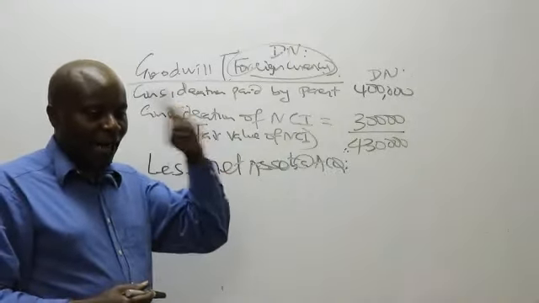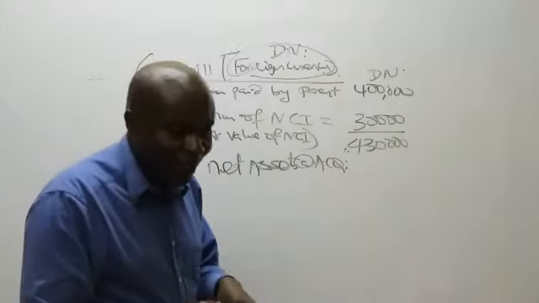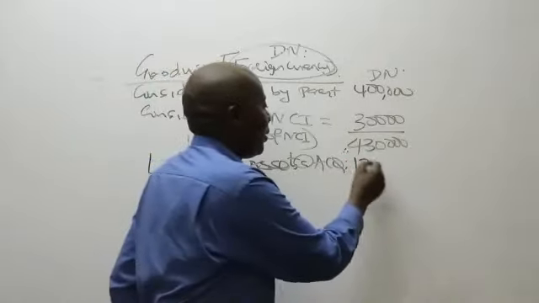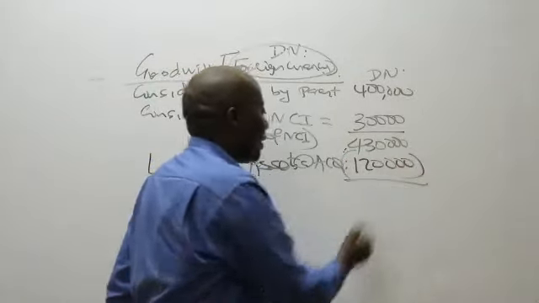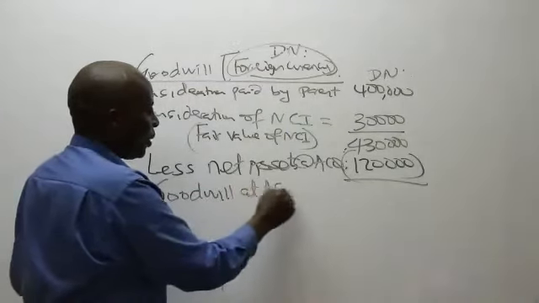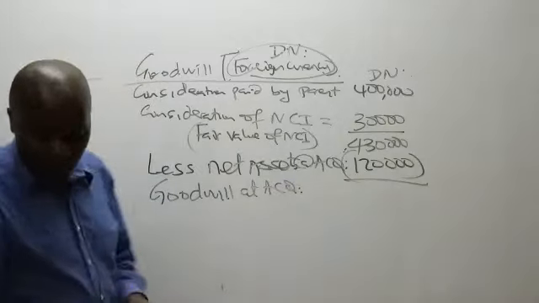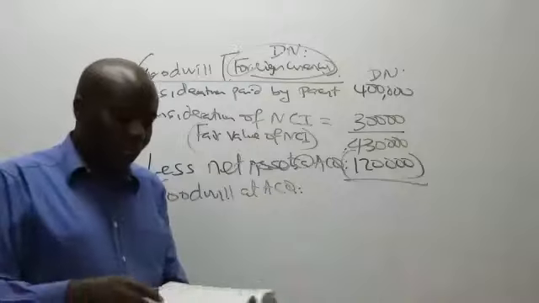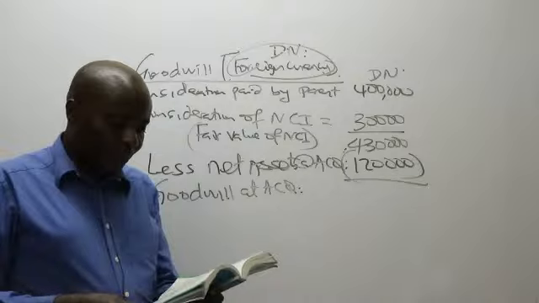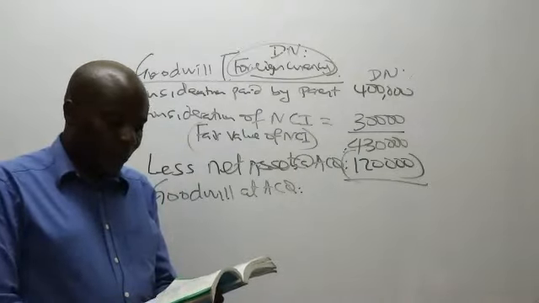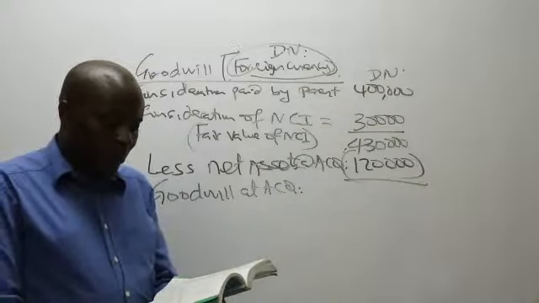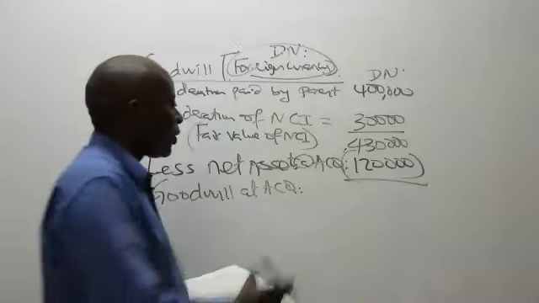Yes. In DN, how much? 120,000. So could you kindly subtract here for you to be able to give me what we call goodwill at acquisition. What are we able to get as goodwill at acquisition? $310,000. Thank you very much.